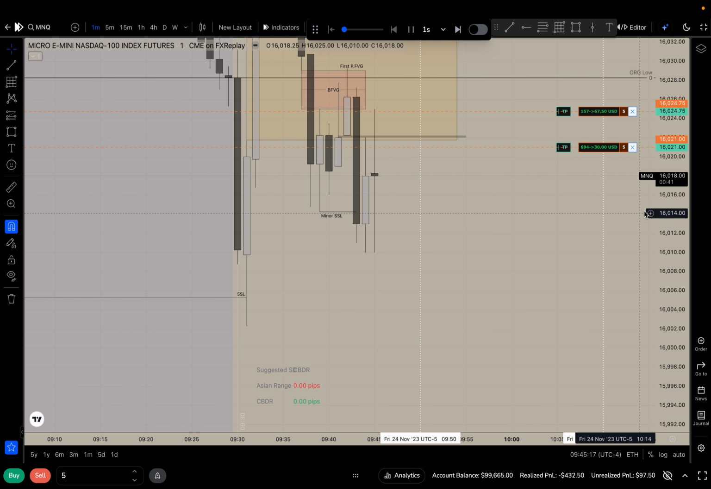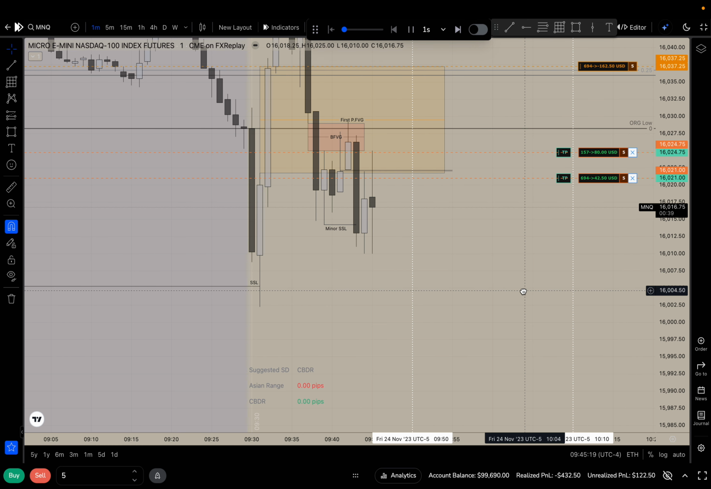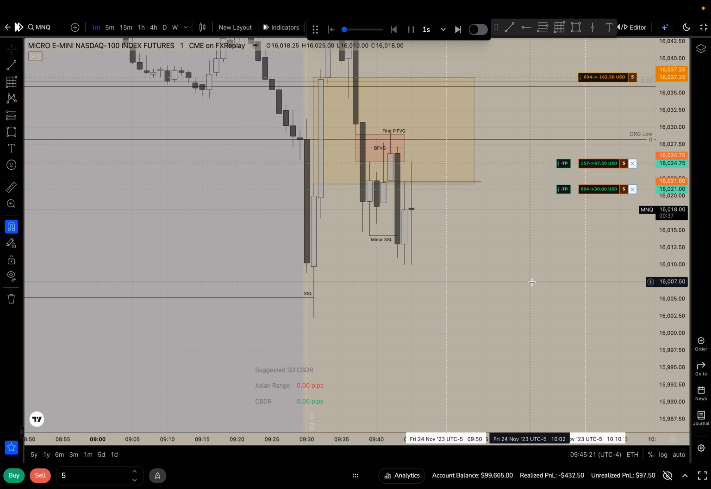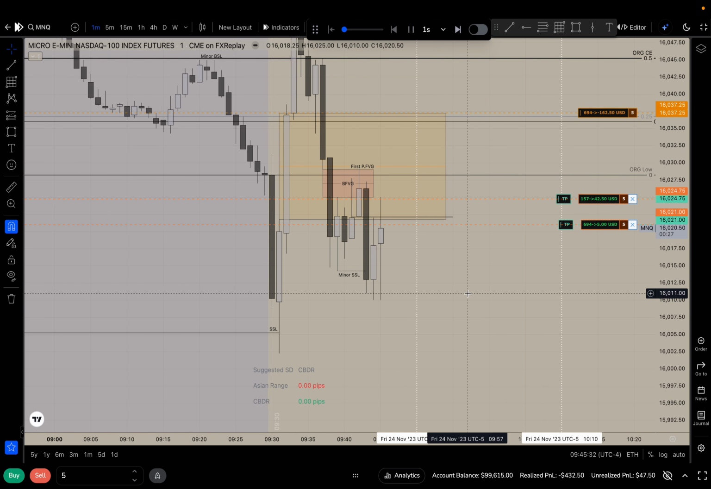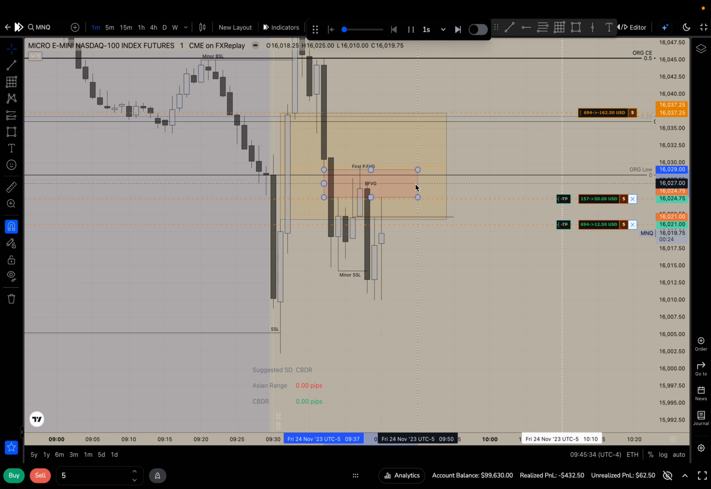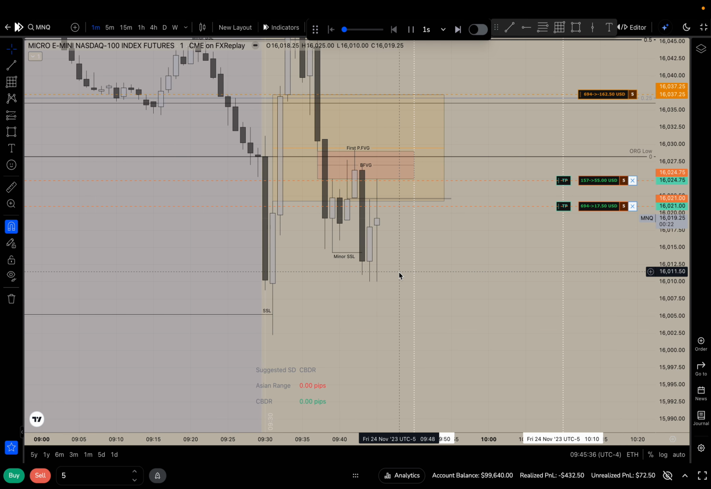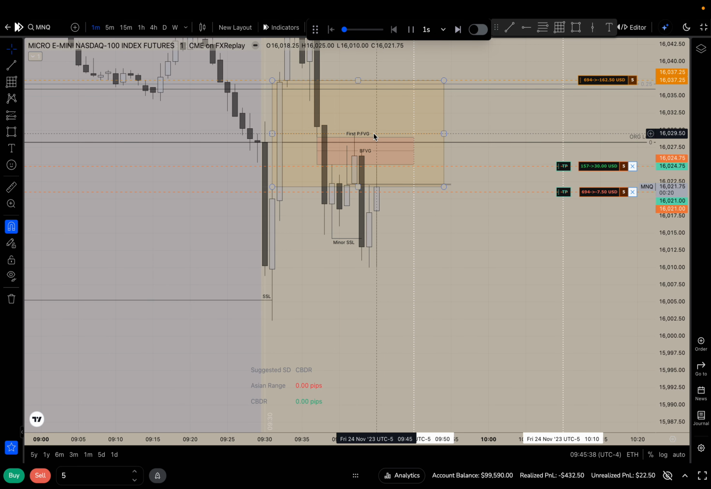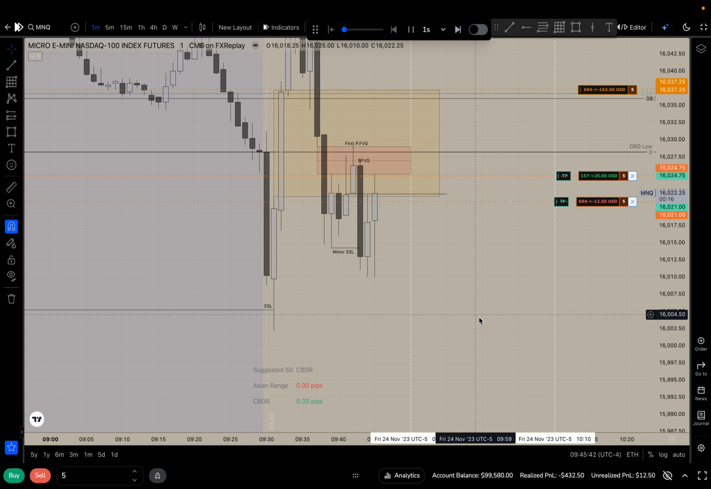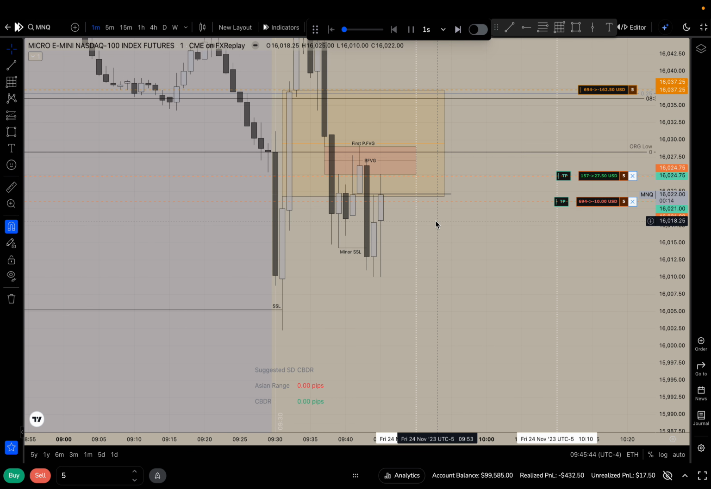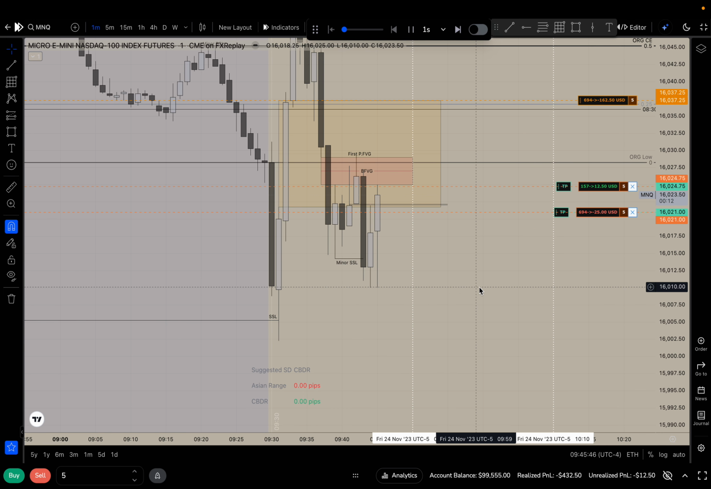Again, get rid of this line so we can see price action. I don't really want to see us leaving these wicks to the downside. I want to see us fill this and leave wicks to the upside, which would be the ideal scenario here. Taking out this high would be a market structure shift, so we don't want to see that either. We're leaving a volume imbalance down here.